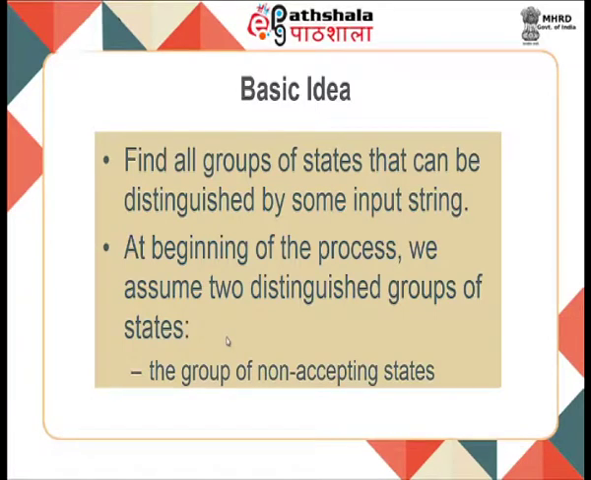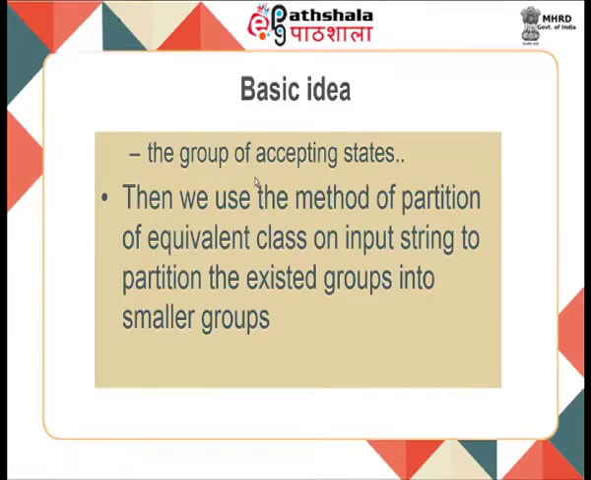So, given an automata, remember that this automata has more states, and our aim is to minimize the number of states of the automata. So, what we do is we form 2 groups. The first group is a group of non-accepting states and the second group is a group of accepting states. This is a very simple logic. We will just break this into 2 groups, one accepting, the other non-accepting.